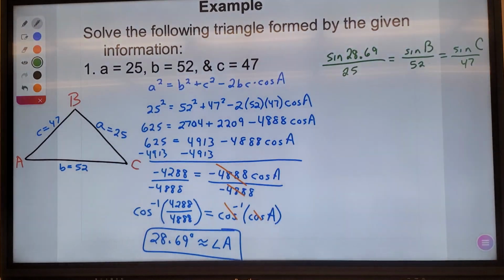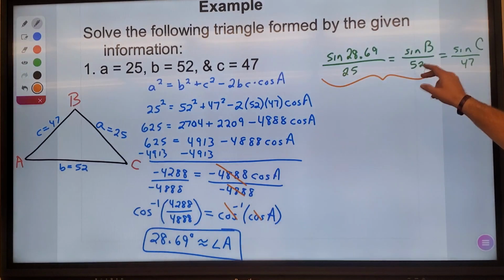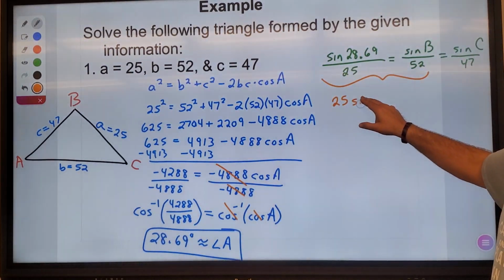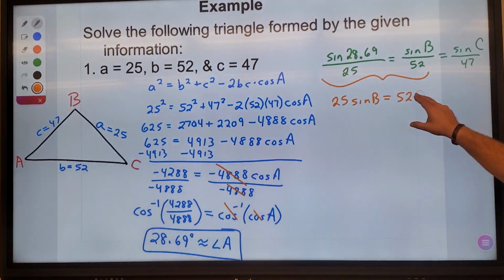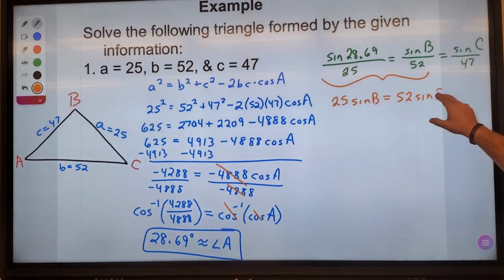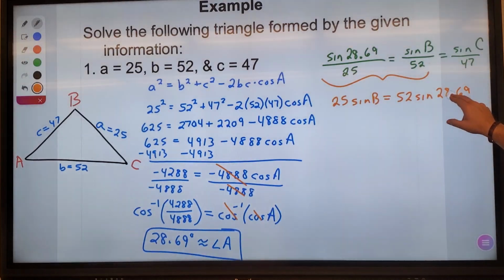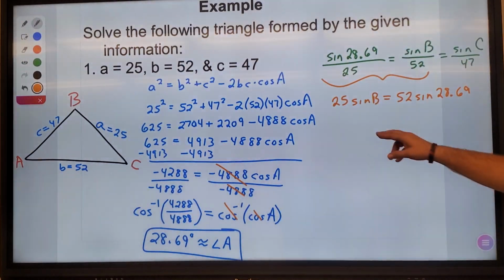So here, since A and B are next to each other, let's go ahead and use those two. Changing my color here, I'm going to use these two. Again, I'm going to cross multiply. So I have 25 times sine of angle B is equal to 52 times sine of 28.69. I'm going to divide both sides by 25.